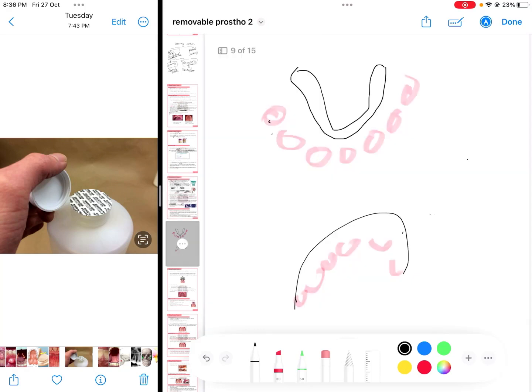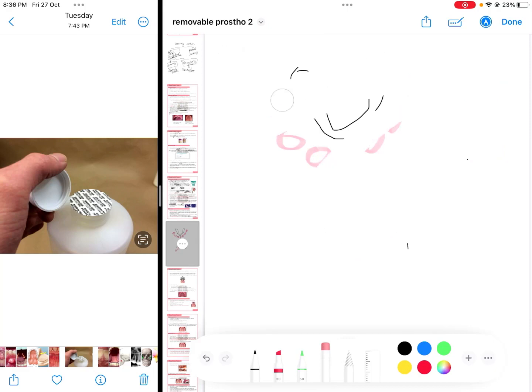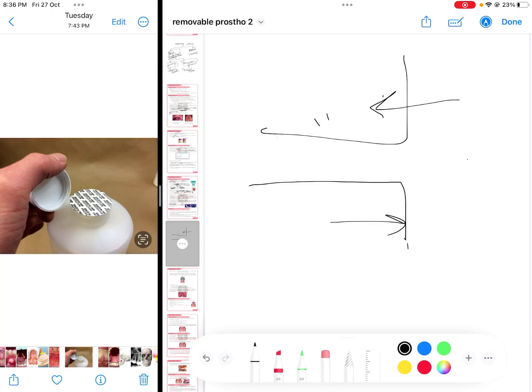Okay, this movement, the maxilla getting inward and the mandible getting outward, will create what? Will create the prognathic appearance, right? Will create the prognathic appearance that we talked about in the first lecture, that the patient will have like a witch's chin, remember? Okay.